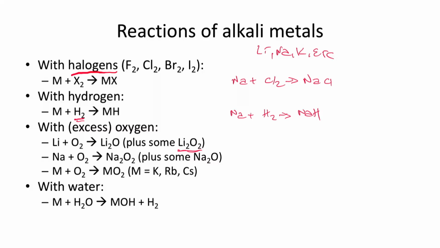And if I take elements that are further down in the alkali metals, like potassium or rubidium or cesium, and react with oxygen, they actually form superoxides, so KO2, where the oxidation number for the oxygen is actually -0.5 instead of -1 or -2.